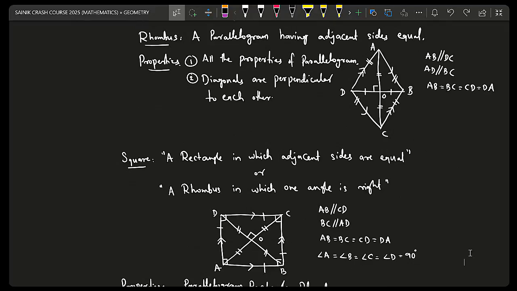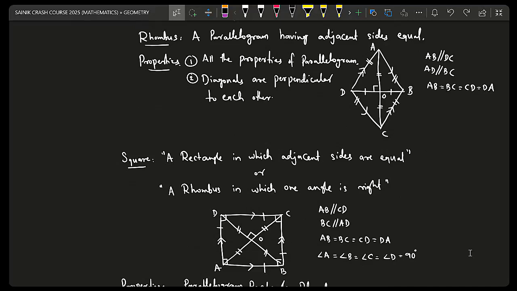Because in a parallelogram, we know opposite sides are equal, right? Yes, sir. So if adjacent sides are equal, definitely all of them are going to become equal. Okay, now what are the properties here? Every property of a parallelogram will come into rhombus. Why? Because every rhombus is a parallelogram. Why? Because we define rhombus from parallelogram only, right?